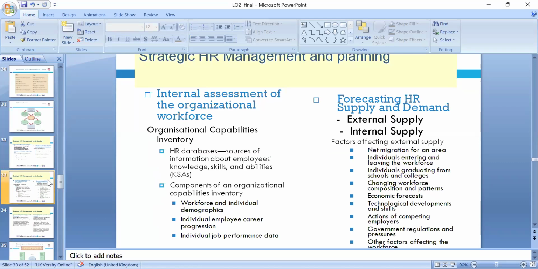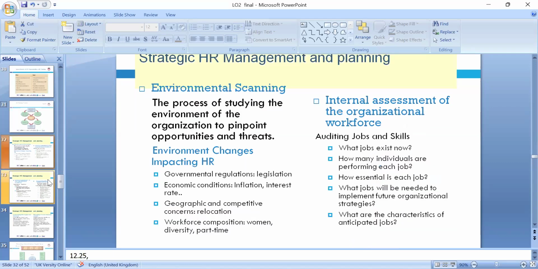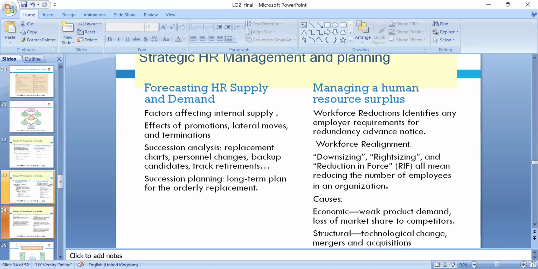Internal assessment: the organization's capabilities, inventories, HR databases, which we can use to identify key skills and the knowledge, skills, and abilities required for the role. We clearly identify external supply, what is happening, forecasting the demand and supply. Of course, we can look at immigration, training in the workforce, economic forecasts, and technology advancement. These are also crucial. Okay, so we can look at forecasting the supply and demand factors affecting internal supply. Maybe we'll carry on spending money on the current staff and we can promote. Sometimes we have to downsize, which means right-sizing.